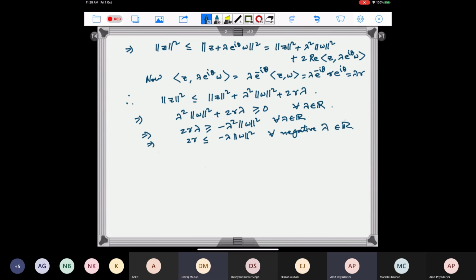Another way we can see this is to consider the quadratic polynomial in lambda, which is given by... We can do it that way also, because if this quadratic polynomial is always non-negative, then that will mean that it cannot have two distinct real roots, right? Either it has no roots or a single root. So that will mean that the discriminant should be less than or equal to 0. And if you calculate the discriminant of that, that way also you can get it.